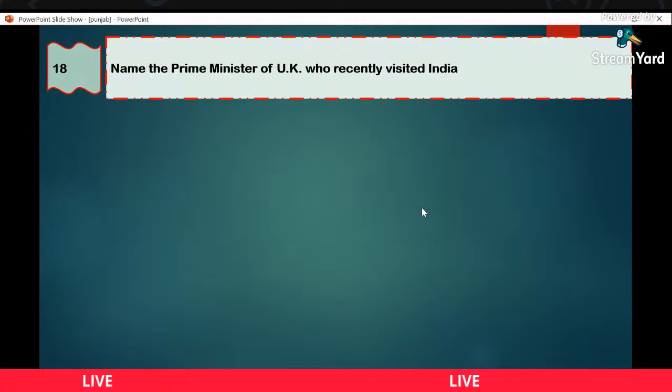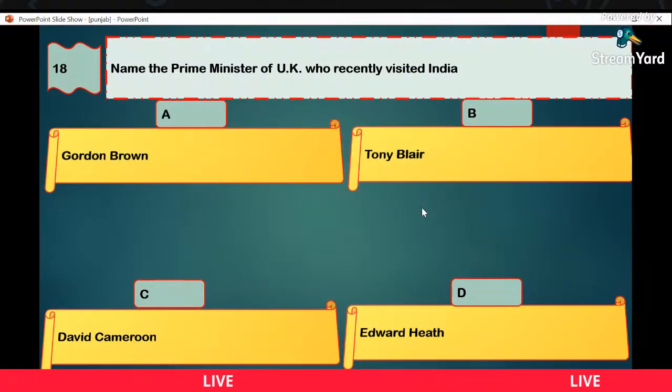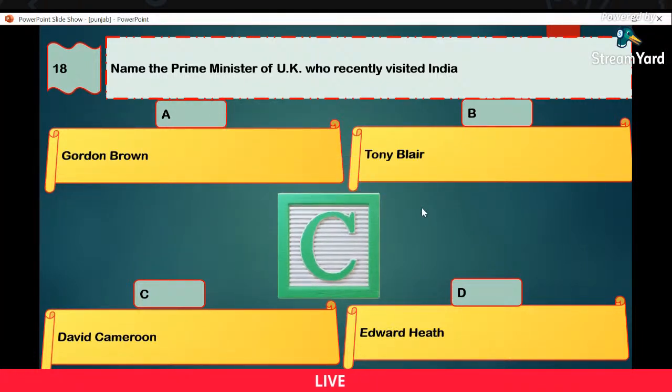Name the Prime Minister of the UK who recently visited India according to 2010. Gordon Brown, Tony Blair, David Edward Heath. Question number 18. What is the correct answer according to 2010? C is the correct answer.